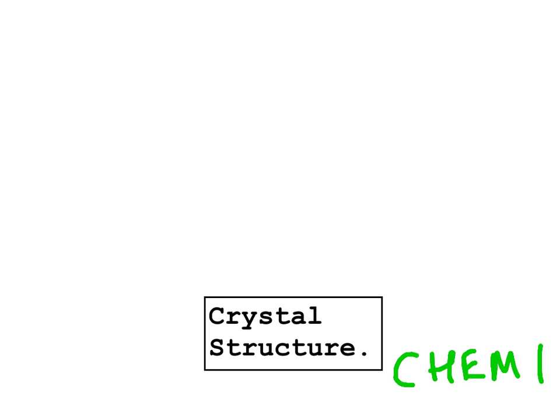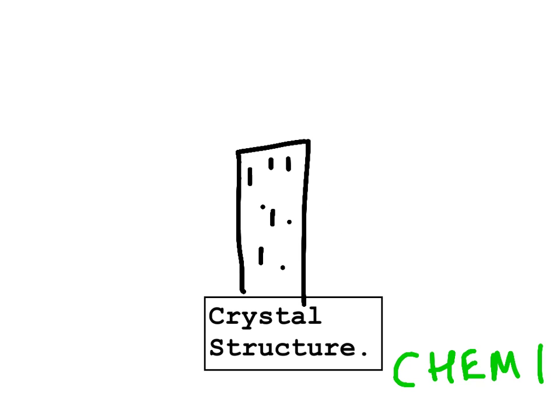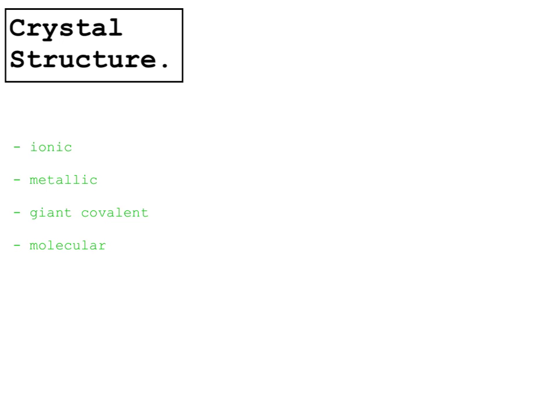In this video we're going to be revising crystal structure. So our aims for this video are basically based on the 4 different types of crystal structure that you learn about: ionic, metallic, giant covalent and molecular. You need to know how to spot whether a substance has one of these crystal structures, which one it is, and what properties it has because of the fact it has that crystal structure.